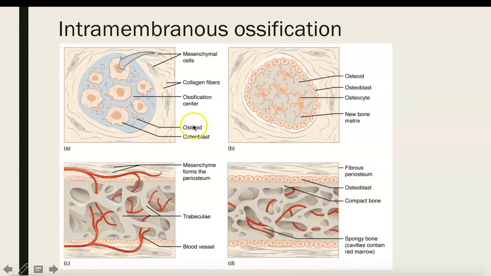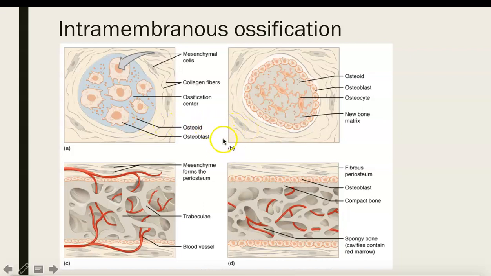Now, osteoid is an unconsolidated bone material that's not calcified yet. And so the next step is for the osteoblast to begin secreting into this osteoid matrix calcium and other minerals, including phosphate. And these things then are used to calcify the matrix into something that's solid. That is catalyzed with an enzyme called alkaline phosphatase.